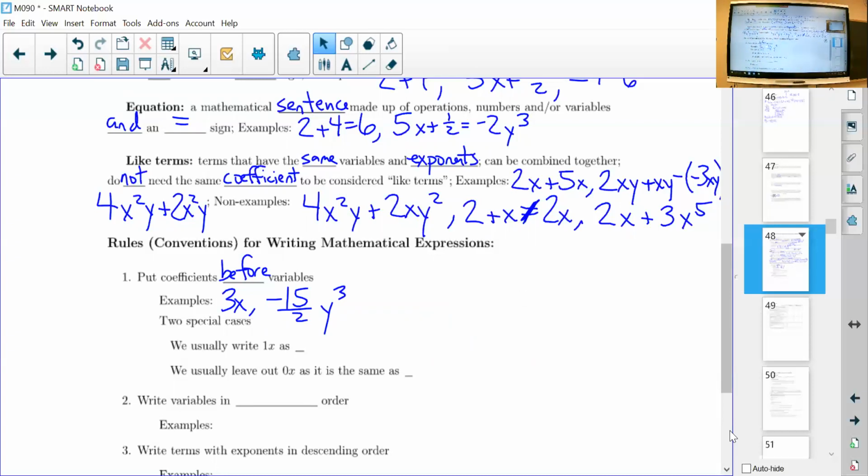We've got two special cases. 1x, I normally just write x, and 0x is just 0. I usually don't even need to write it.